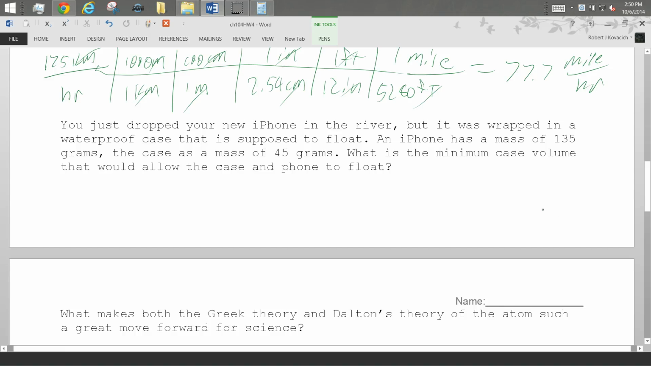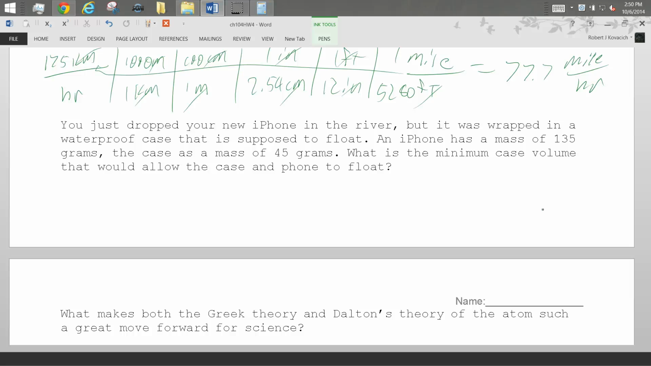Okay. So you drop your iPhone in the river. It's in a waterproof case. It was supposed to float, but it turns out it didn't float. The phone has a mass of 135 grams, and the case has a mass of 45 grams. What's the minimum volume that would allow the case and the phone to float? No, that's the density. So what's the minimum volume you would need? When you add 135 and 45, that's 180, so the total mass of your phone and your case is 180 grams.